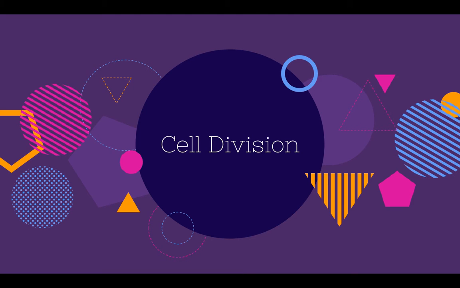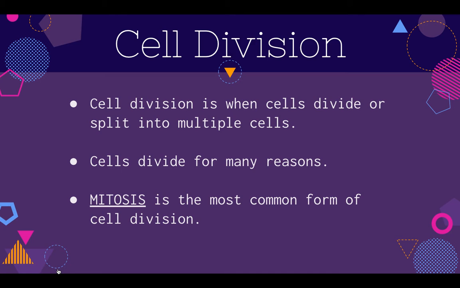So we've got a couple different learning targets that we're going to touch on today. The big idea is that cells divide into more cells. So when a cell splits in half and turns into multiple cells, we call this cell division. Now we're going to get into the reasons why today. And also we want to introduce a new term, which is called mitosis. Mitosis is the most common form of cell division. And for the most part, everything that we look at today is going to be a version of mitosis.